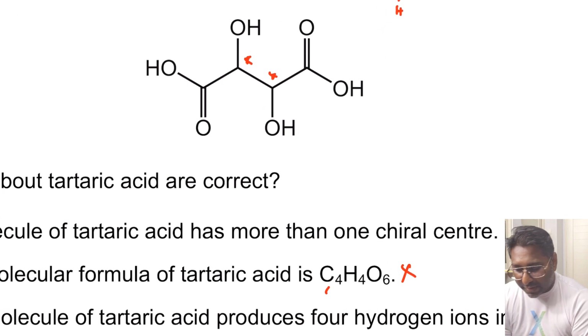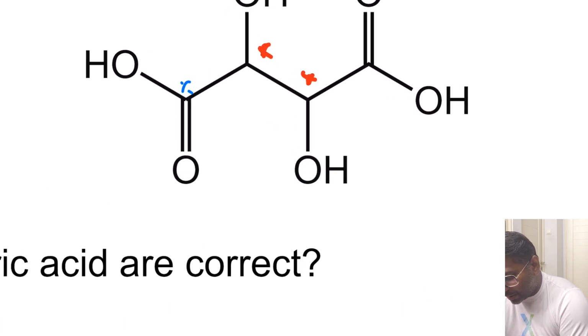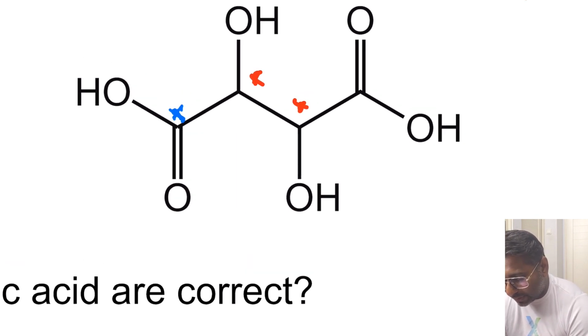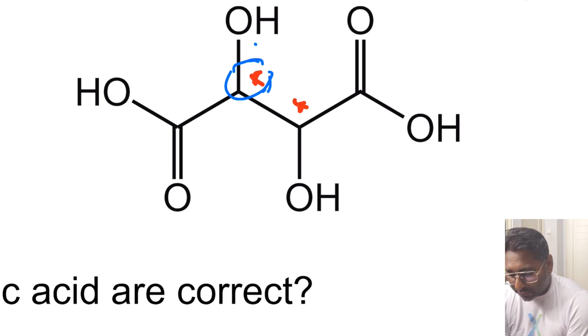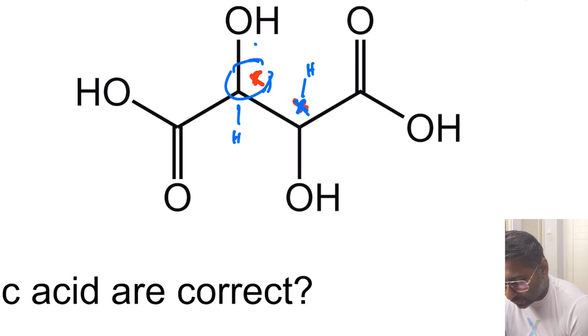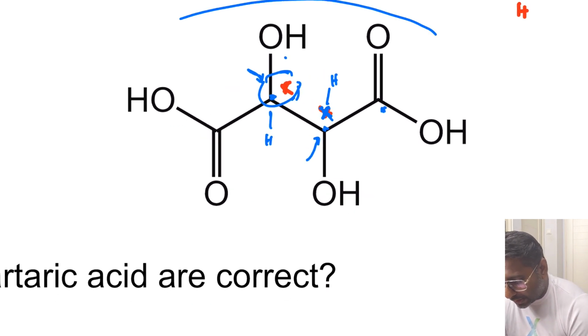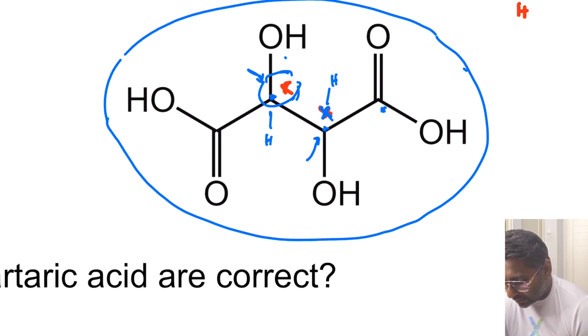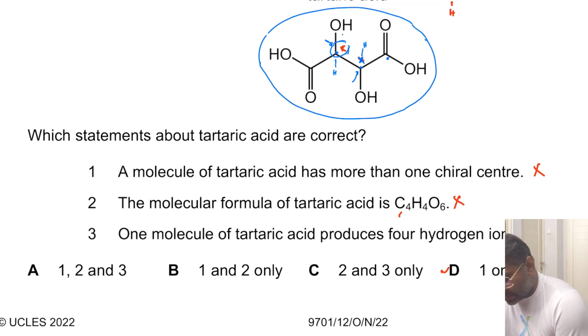Chiral center means they have all 4 different groups. Here there is a double bond, so it doesn't have 4 groups. If we look here, this is going to be a chiral center. Why? Because there is OH, a different group, and there is H, so 4 different groups. And this is also a chiral center, so you have hydrogen, this, and this. Although if you look in detail, both of them have the same groups, you can debate on this. But anyway, if you look at the molecule as a whole, it has 2 chiral centers. So a molecule of tartaric acid has more than 1 chiral center. This is correct.